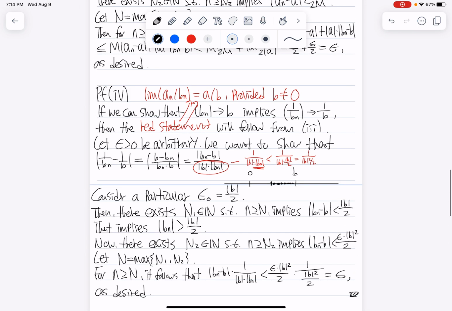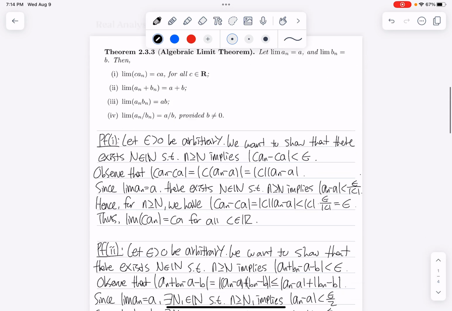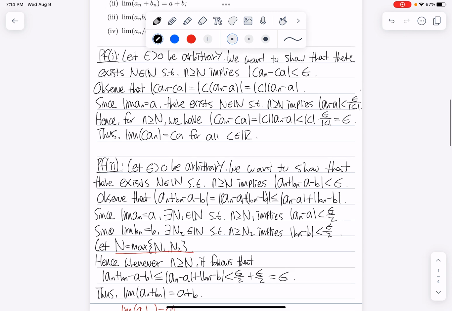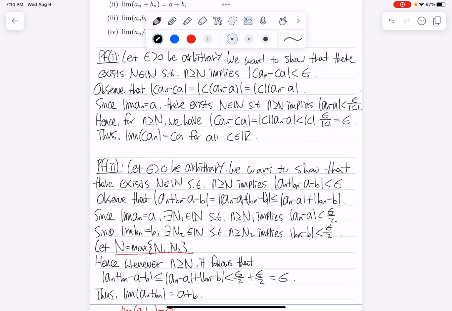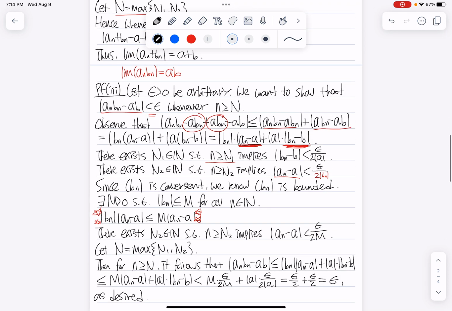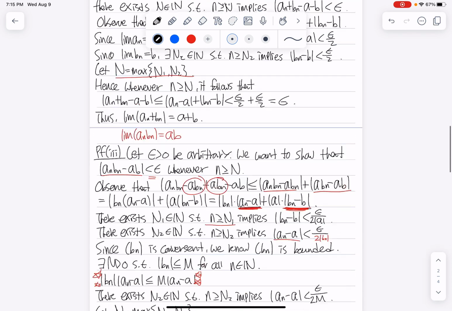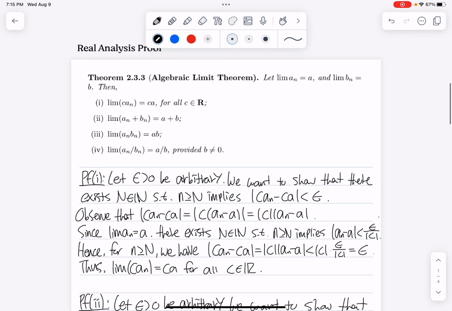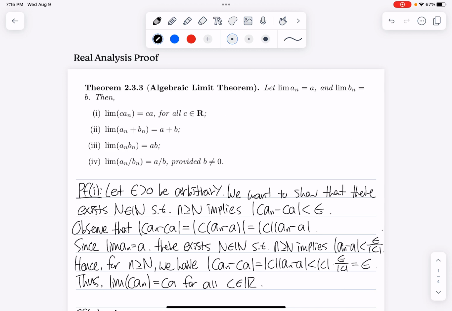All right, that was a long proof. I believe the first and second proofs are pretty straightforward and didn't need much thinking. But the proofs in the third and fourth parts require a lot more thinking. It might be hard to digest at first, but if you read it over and over again, you can understand what's going on here. But anyways, that's the algebraic limit theorem, and we just proved the familiar properties of limits rigorously.